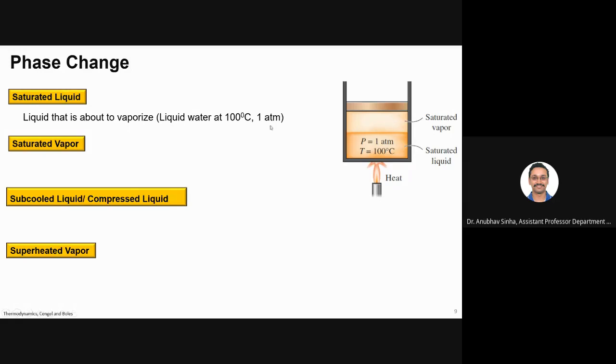Or I can write boiling water at 100 degrees Celsius. Then I don't need the temperature. Okay, or I can say boiling water at 1 atmosphere. Then it is understood it is 100 degrees Celsius.